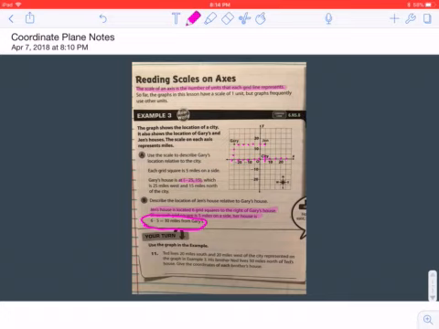So now that you've watched this, you're going to do this example on the bottom with Mrs. Simpson. So to show her that you're ready, after you've highlighted up here the scale, you need to put your highlighter away, close your Chromebook, and wait for instruction.